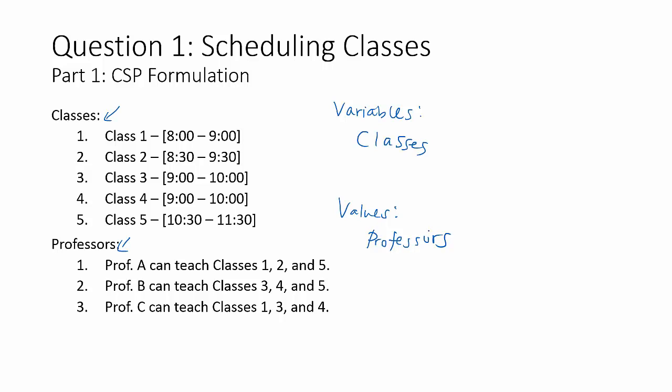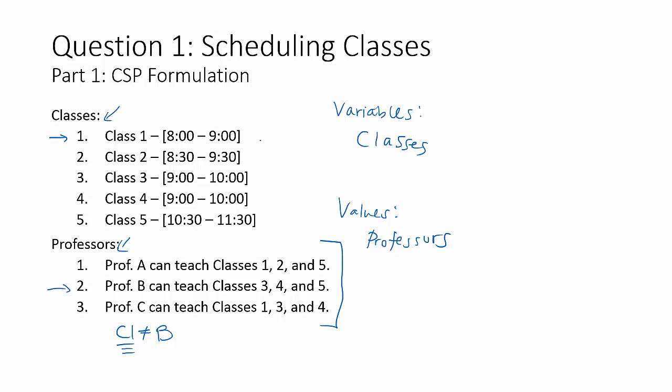Now we need to figure out the constraints. There's two main types of constraints here. First, not every professor can teach each class, so the professors' qualifications, shown here, pose unary constraints on our class variables. For example, take class 1. We know that Professor B is unable to teach class 1, so we might have a constraint that looks like this to represent that fact. These are unary constraints because they only involve one of our variables. In this example, the constraint only involves class 1 and none of our other classes.